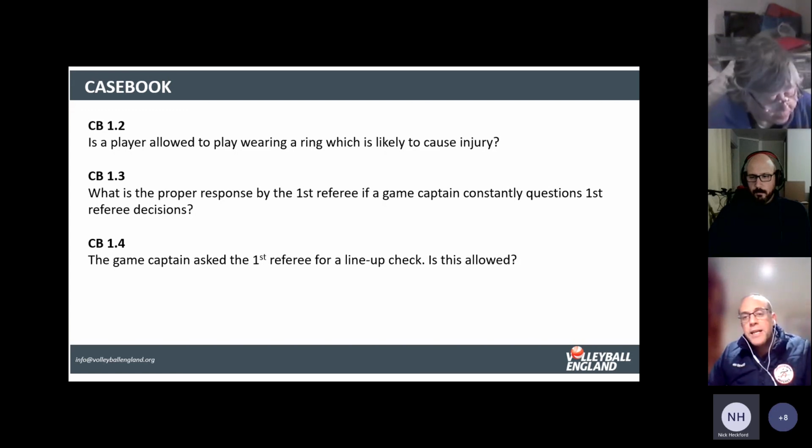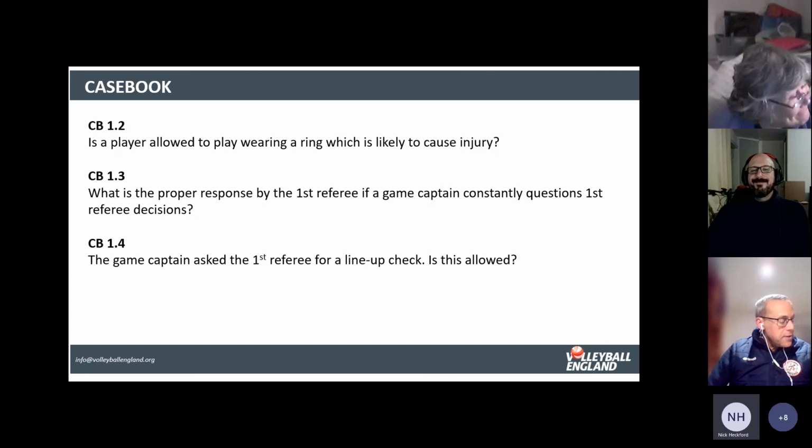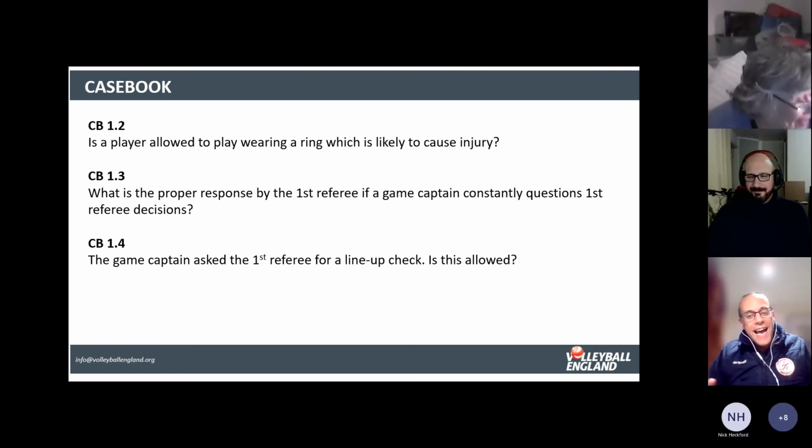The general point on this one is that it shouldn't be abused. Okay, Rita. I was going to say they can only ask for their own team, though. They can't ask about the other team. Correct. Okay, so they can ask about the other team. Well, they can ask. They cannot be told it.